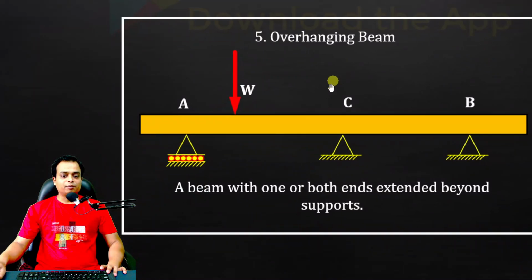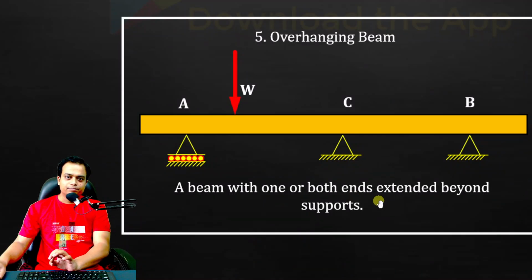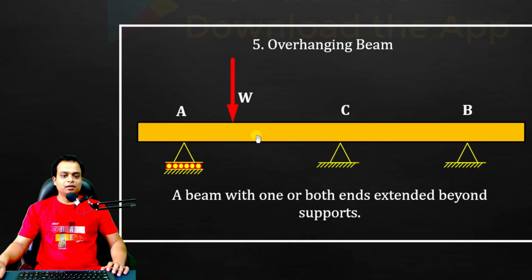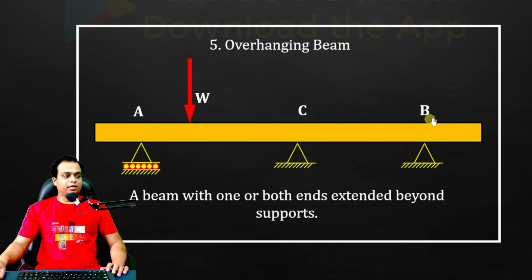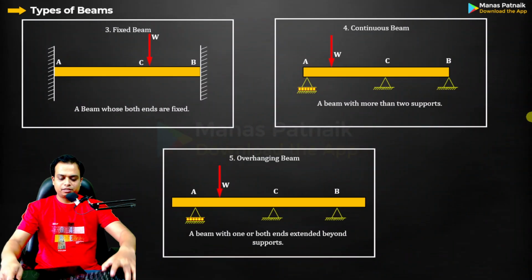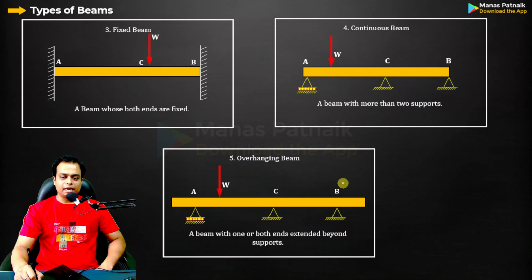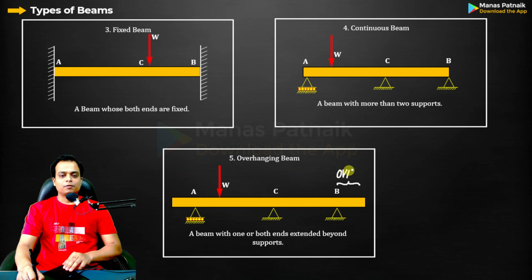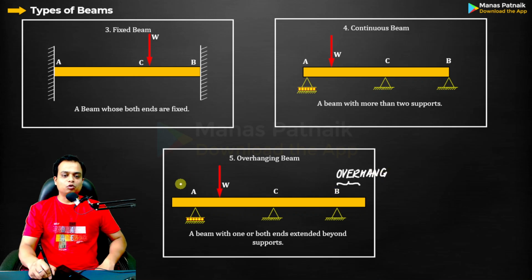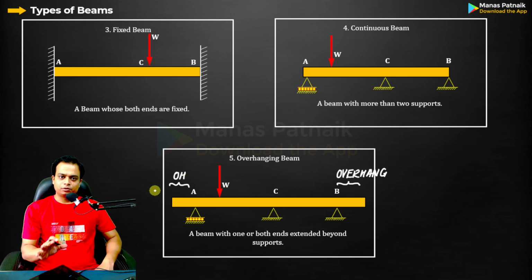And then you've got an overhanging beam, a beam with one or both ends extended beyond the support. Either one end is extended beyond the support or both the ends are extended beyond the support. In this example, this is extended to the left of A. Also, it is extended to the right of A. The extension that I am talking about is popularly known as an overhang. This is the general span of the beam. This is the overhang. This also is the overhang. I hope you got this. So these are the types of beams.